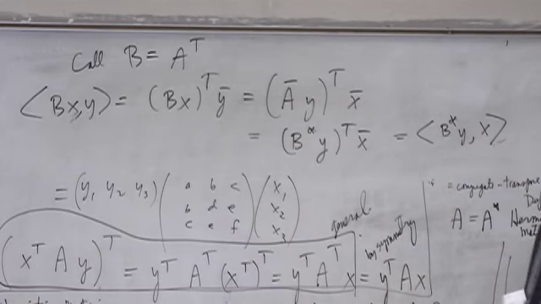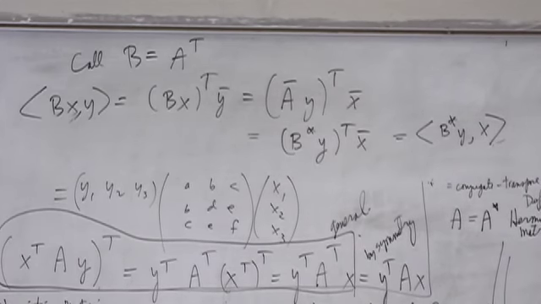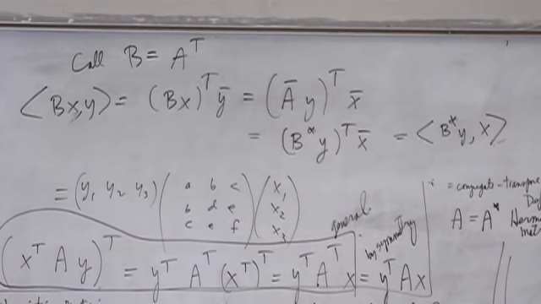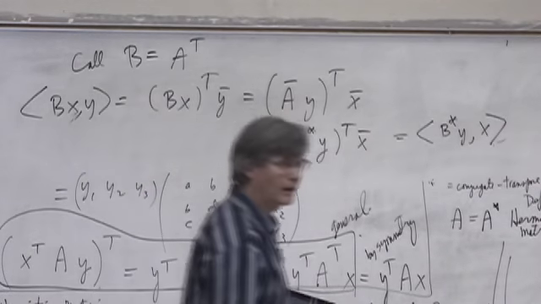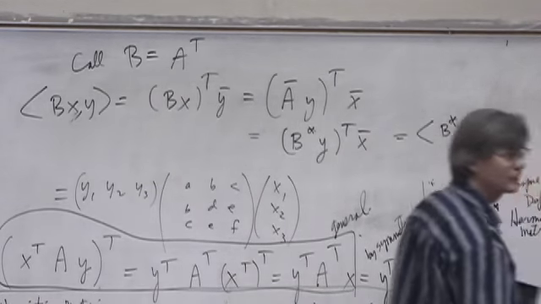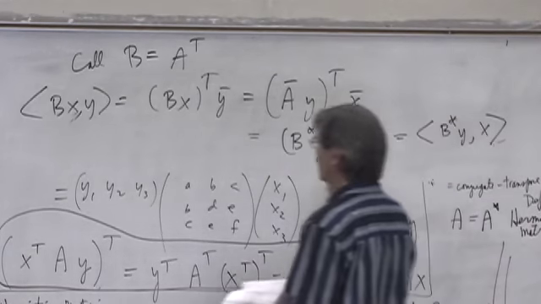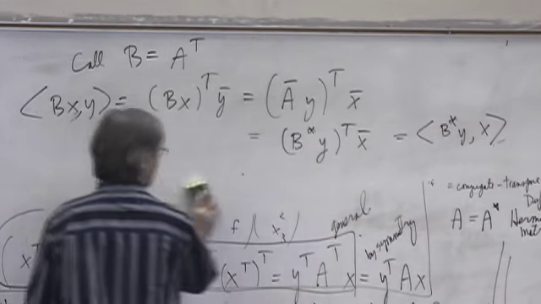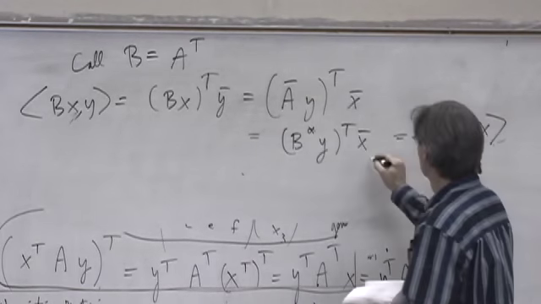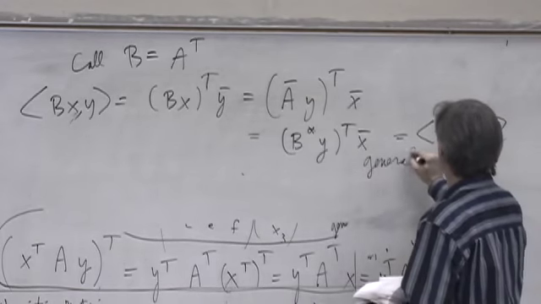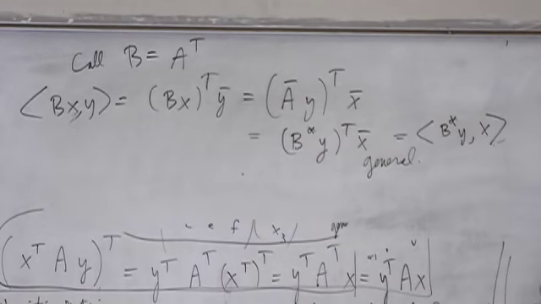Well, yeah, this is the general formula. This is not, this is the general formula. Now the question is, if B is equal to B star, then what happens? If it's self-adjoint, this is the general formula. So I get to switch the X and the Y at the cost of the star.